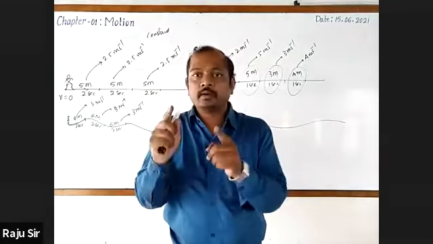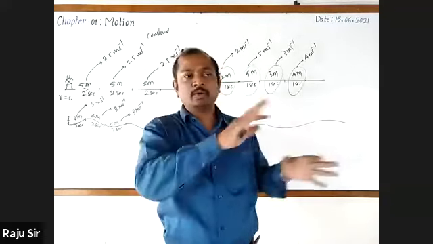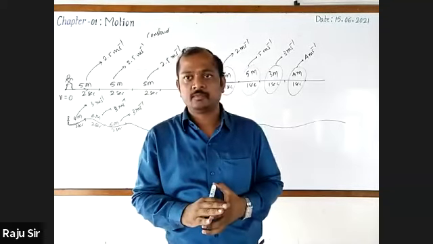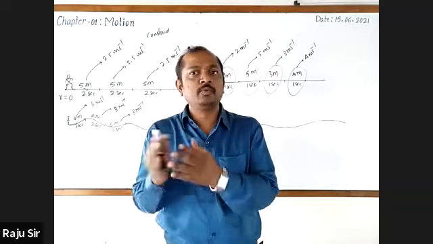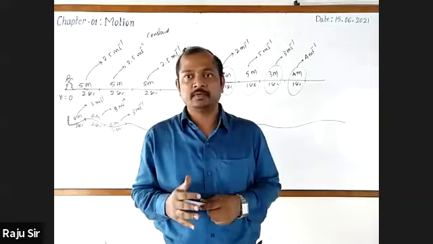Suppose you are riding a bicycle in a crowded area. Is it possible for you to move with a constant speed? No, sir. What type of speed are you experiencing? Non-uniform speed.